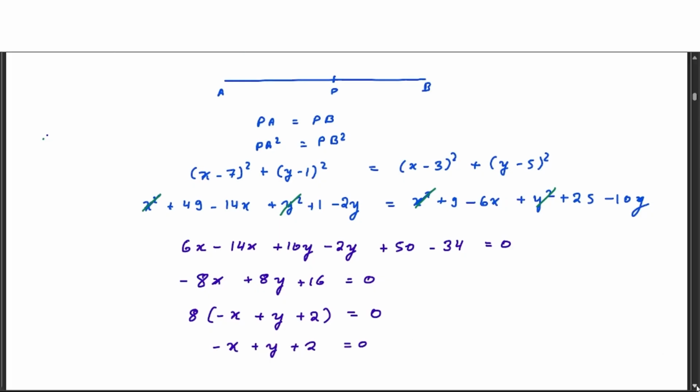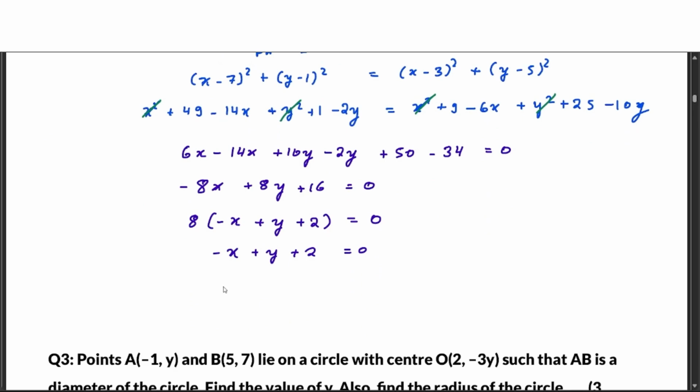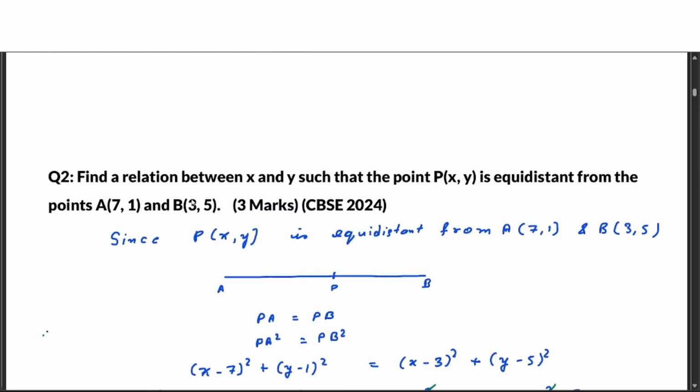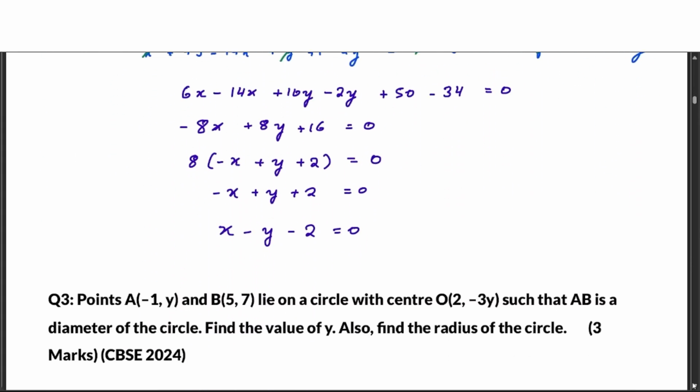Now we can transpose the whole term to the other side. So we can get how much, x minus y minus 2 is equal to 0. So this is the equation it is asking for. So find the relation between x and y. So you can see the relation you will get. This is your final answer. x minus y minus 2 is equal to 0. So this is your relation. Okay, hope you understand this one.